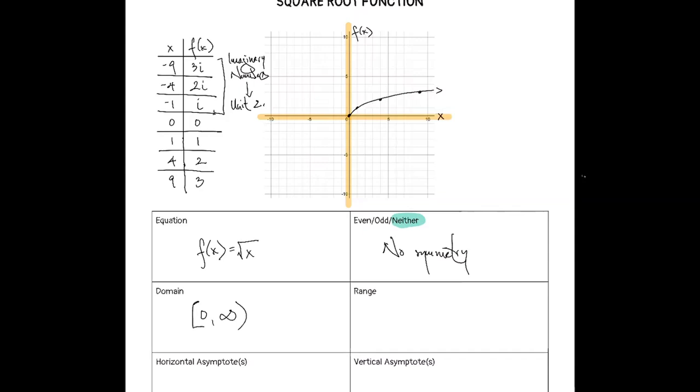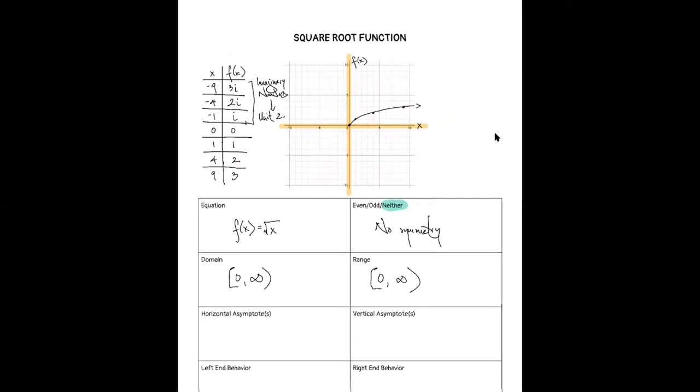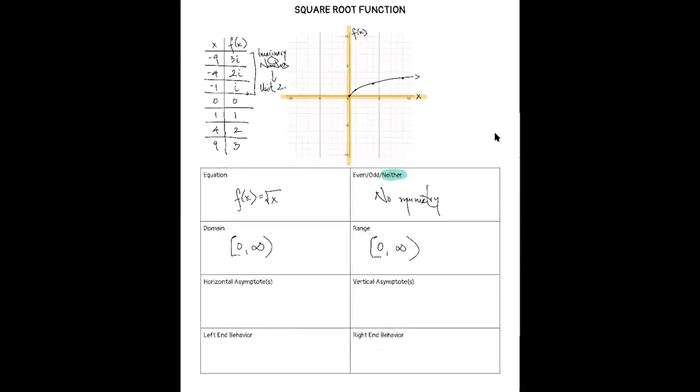All right, what is the smallest y value that can come out of the function? 0. Okay. And it's going to be the same as the domain. Yeah, our range is going to go from 0 all the way to infinity because we have everything above the x-axis and including the x-axis. All right. Any asymptotes? Nope, no asymptotes. So N-A, N-A, okay?